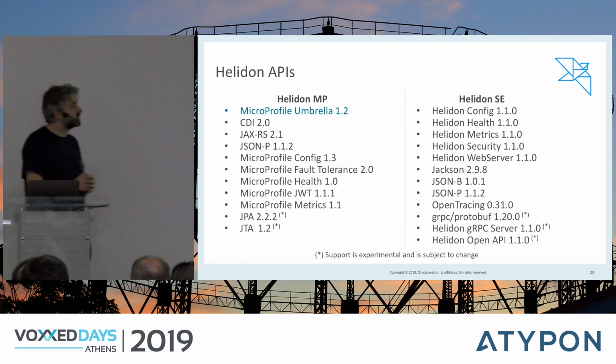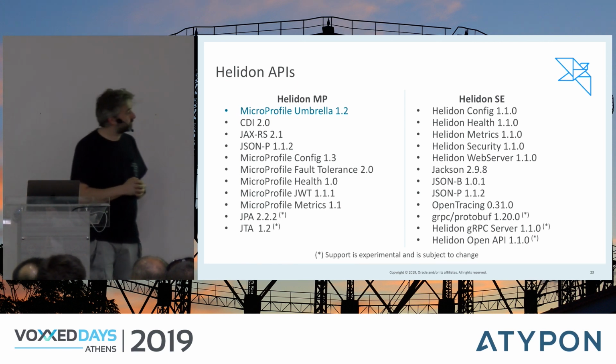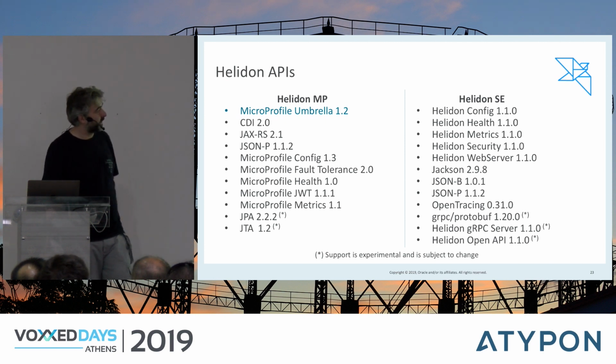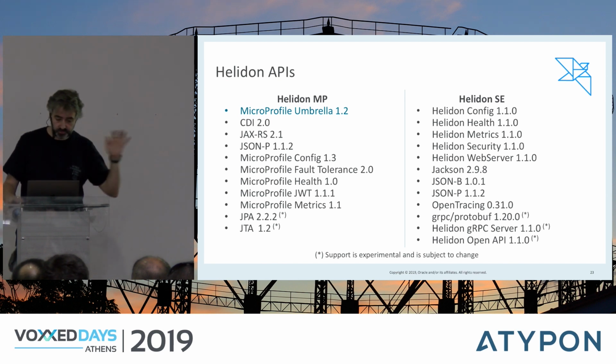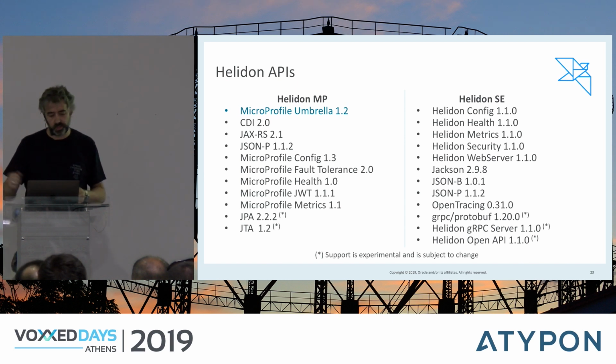And to be complete, this is basically the API that Helidon SE supports as of today. So you see that, for example, JSON-P 1.1 is supported on both sides. And this is constantly evolving. This was for the latest release of Helidon, which was released, I think, two weeks ago, and next week we should have another release.